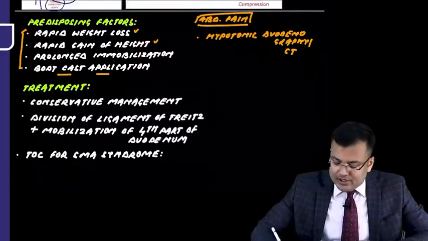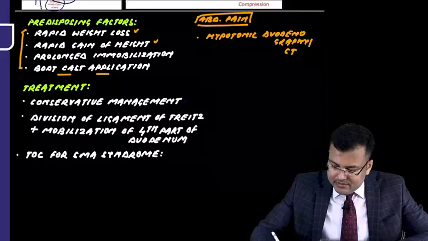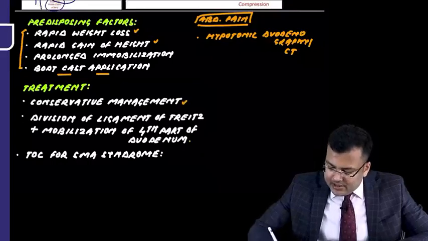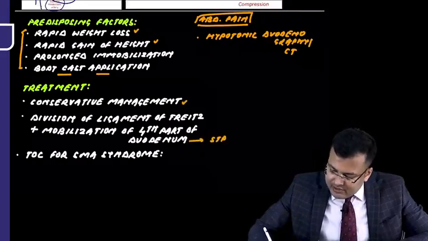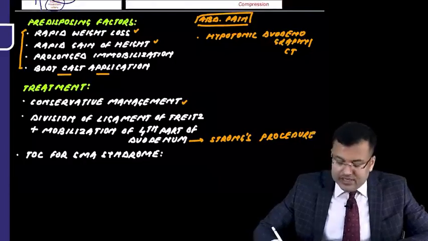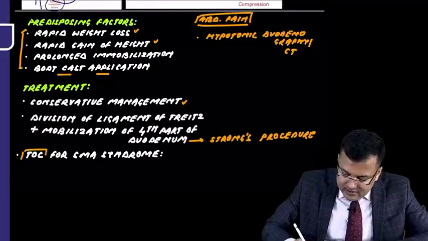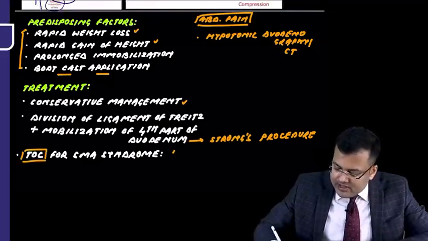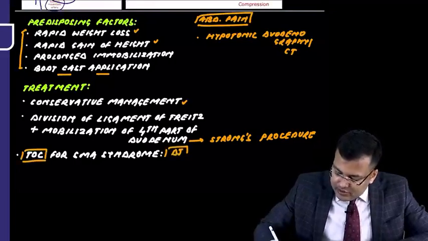In the majority of patients, we follow conservative management. The second option is Strong's procedure. We discussed what we are going to perform in Strong's procedure: division of the ligament of Treitz and mobilization of the fourth part of the duodenum. But the treatment of choice for superior mesenteric artery syndrome is duodenojejunostomy.